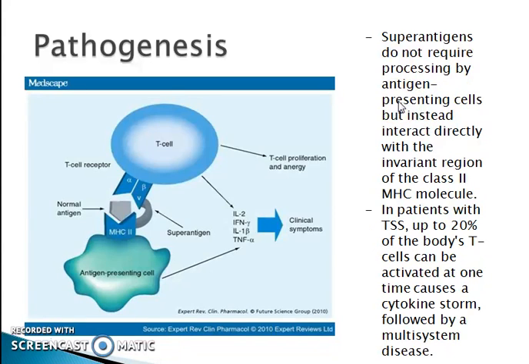in toxic shock syndrome, the toxin released acts as a superantigen, which does not require processing by antigen-presenting cells, but instead interacts directly with the T cell by using the invariant region of the MHC class II molecule. So, in patients with toxic shock syndrome, up to 20% of the body's T cells can be activated at one time, causing release of a cytokine storm and multi-systemic disease.